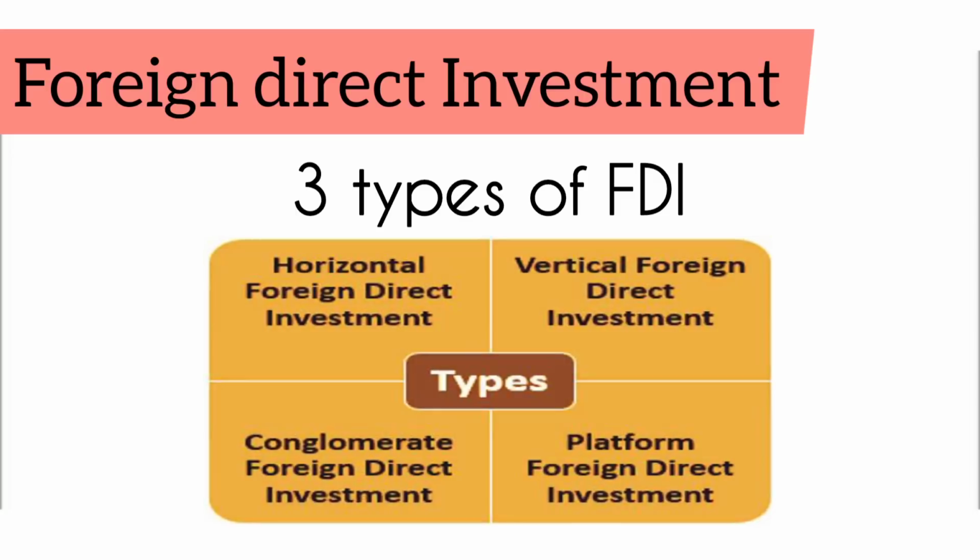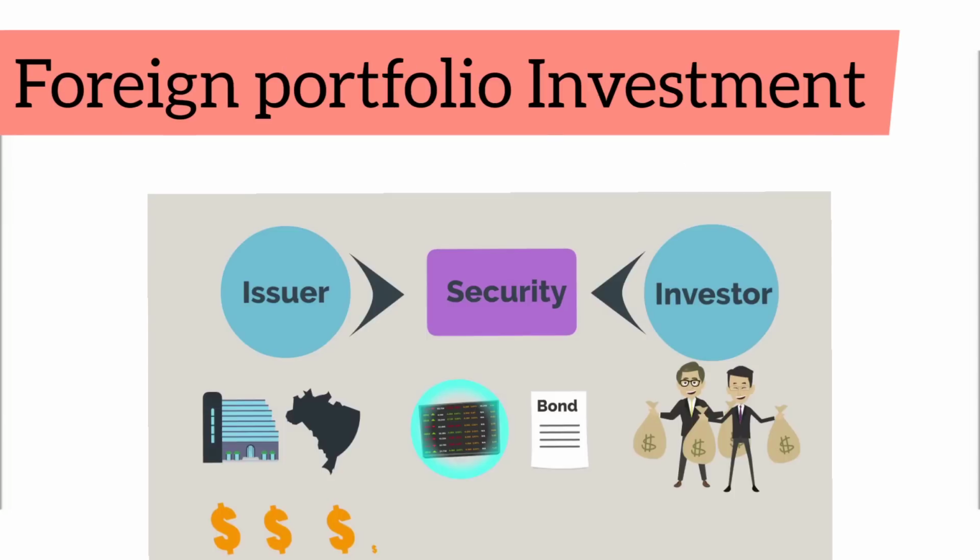Okay. And then we move on to foreign portfolio investment. So foreign portfolio investment is a process whereby the resident of one country acquires ownership of a financial asset, that is securities, in another country. So what are the modes by which you can acquire the ownership of a financial asset? You can buy the stocks, bonds or any other financial instrument.